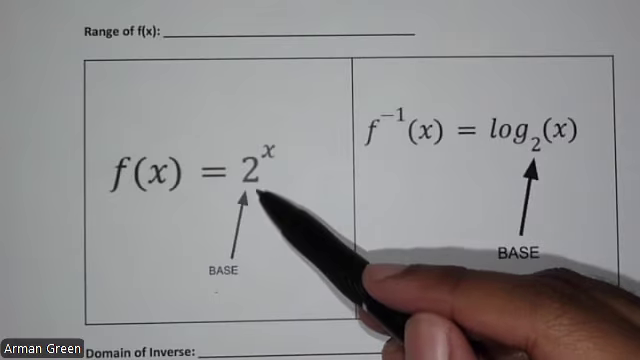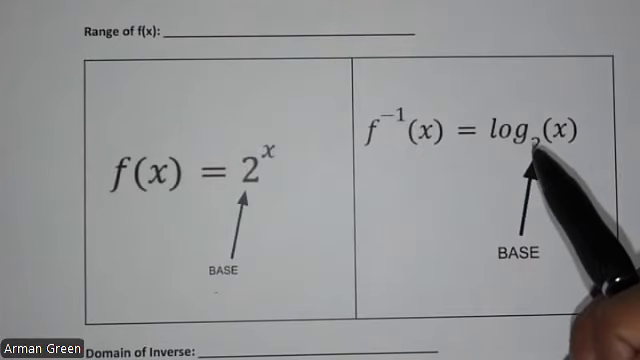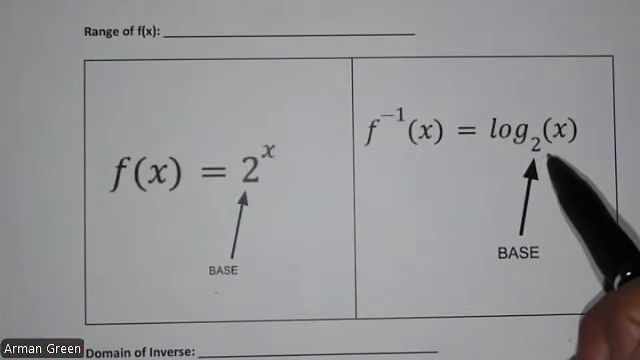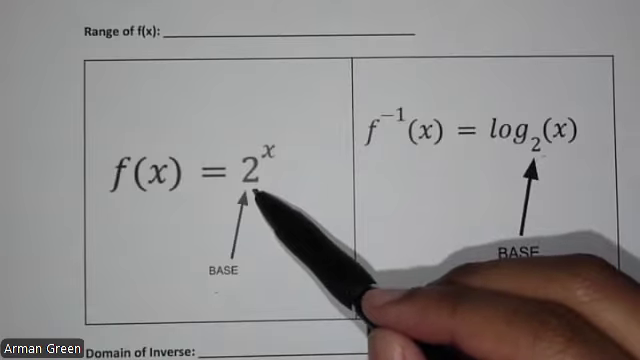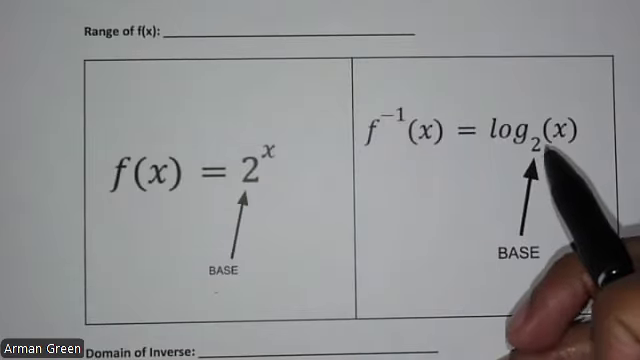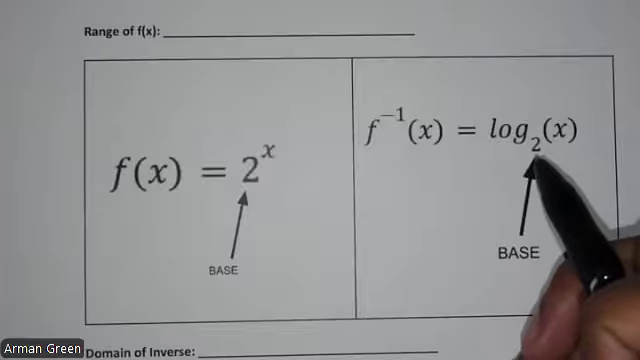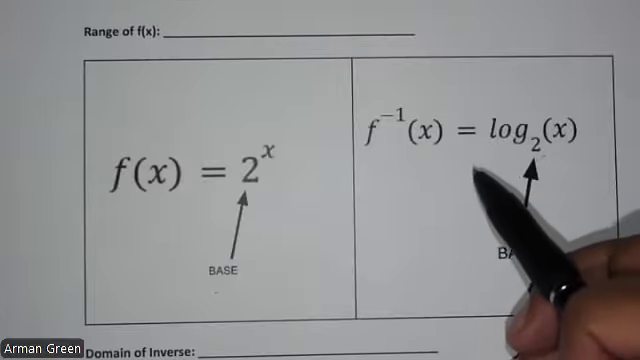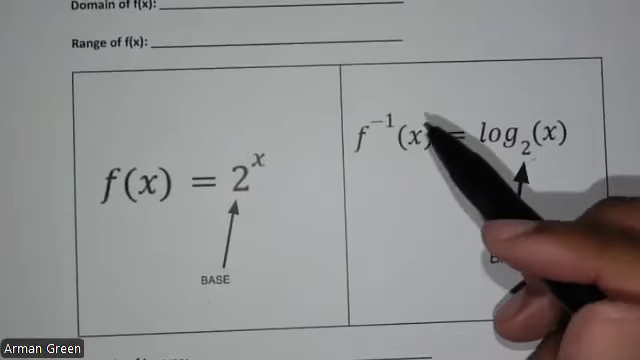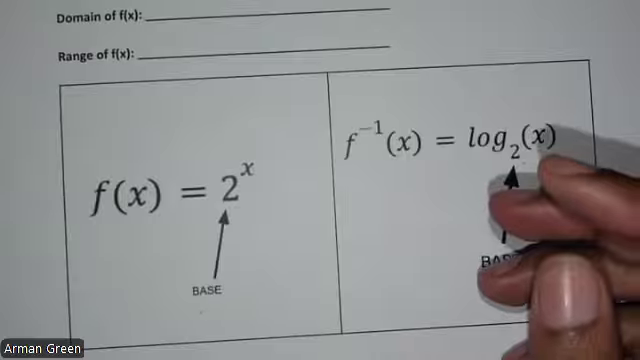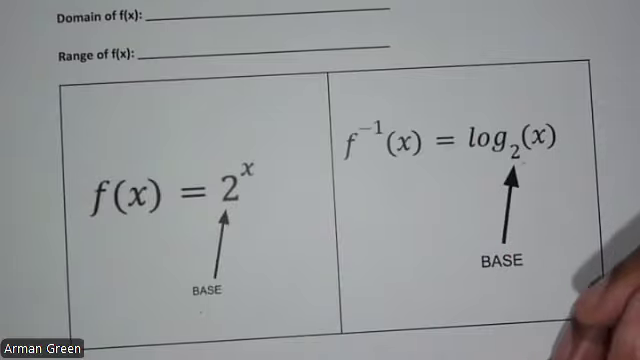Now, whatever the base is of your function here, this also needs to be the base of your logarithm. So note that the base of my exponential is 2. That means that when I write my logarithm, the base of this also has to be 2. So those numbers have to match. And if they don't, the math ain't mathing. So just be careful and be on the lookout for that.